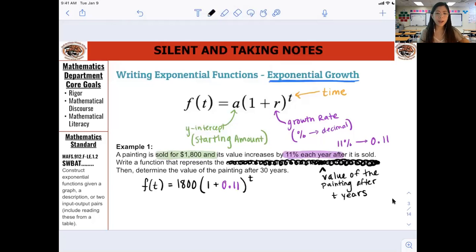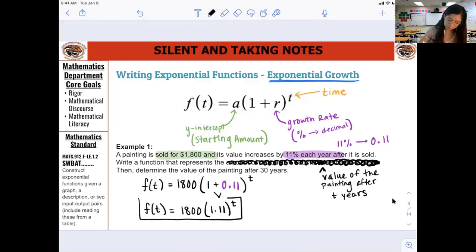Before I can do that, I'm going to simplify this a little bit because I can go ahead and add 1 plus 0.11. So my final simplified function, f of t equals 1800 times 1.11 to the power of t. There it is. It's not too bad. You just have to pick out those numbers from the example and put them into your function. Any questions so far?